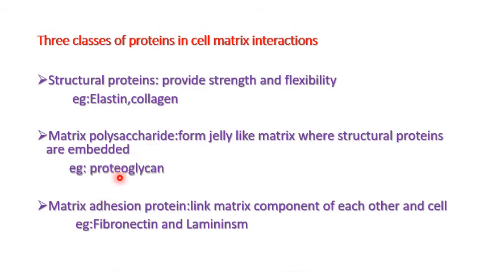And the example which we are studying here is proteoglycan. Matrix adhesion protein is another class of proteins that are involved in cell matrix interaction. They form a link between the matrix and the cell as well as the cell and the cell. Examples for this are fibronectin and laminin. The detailed study of these types of proteins is seen in the next slides. So these are the classes of the proteins that are involved in the cell matrix interaction.